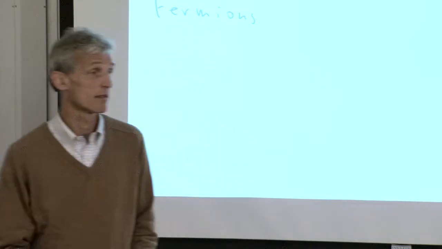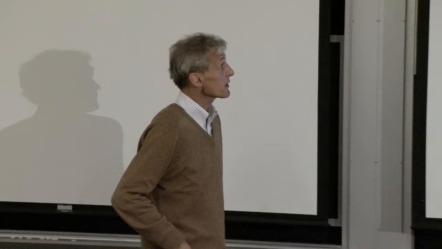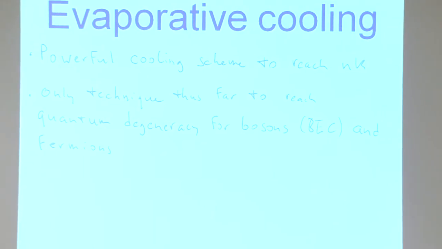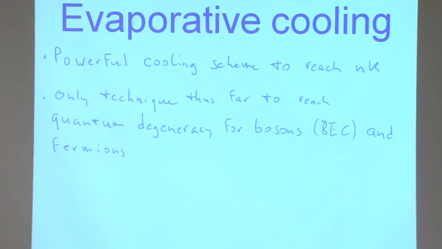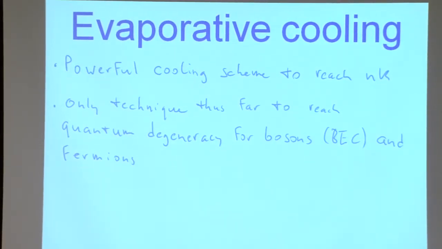Okay, evaporative cooling. Evaporative cooling is a powerful cooling scheme to reach nanokelvin. Actually, I forgot to update this slide. I wanted to say this is the only technique so far to reach quantum degeneracy for bosons and fermions.